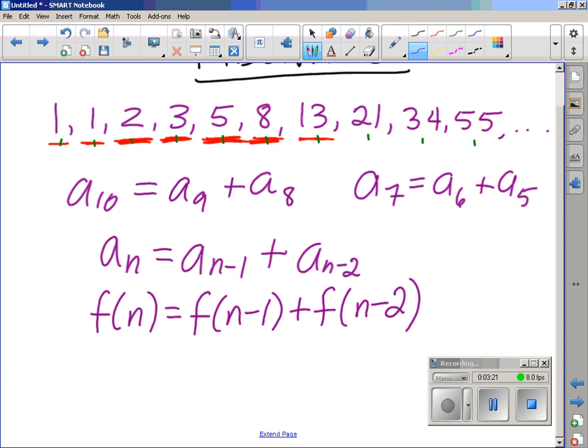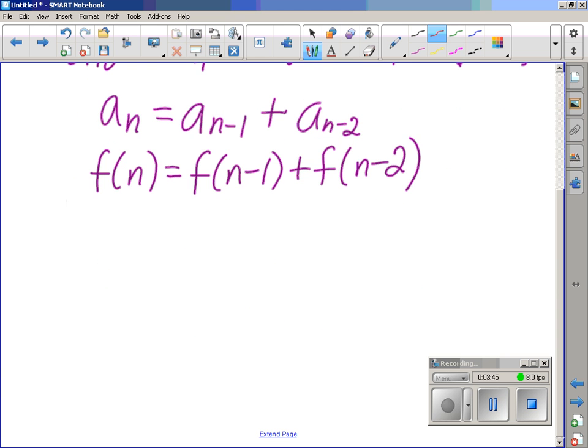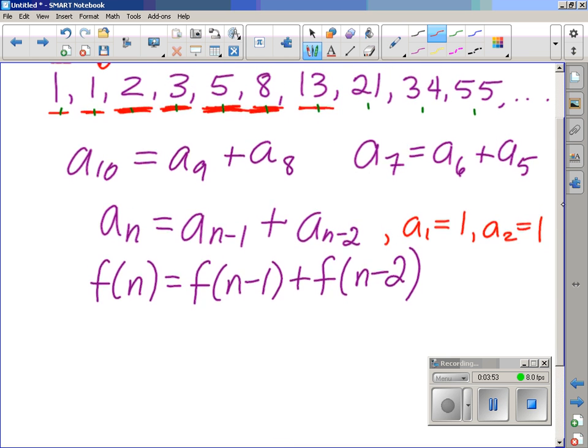Now, the only issue is, what if I needed to find the second term? Well, I don't know two terms in front of it. I only know one term in front of it. I can't find it. What if I wanted to find the first term? I don't know two terms in front of it. Those are the only two I can't find. So those are the two that I have to state. I have to state that the first term was 1 and that the second term is 1. Now I can find every other term in the sequence. And that, ladies and gentlemen, is Fibonacci.